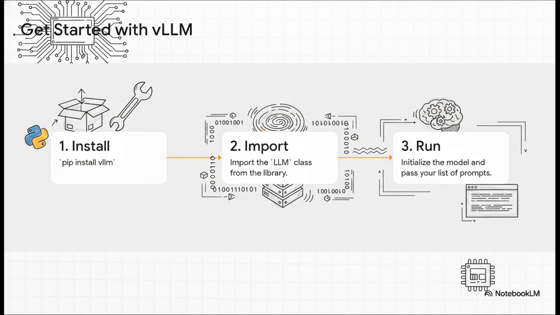The vLLM library is just a Python package you can pip install. In literally a few lines of code, you can load a model and start serving it. And you get all the incredible benefits of PagedAttention handled for you automatically. It's so powerful and yet so accessible.